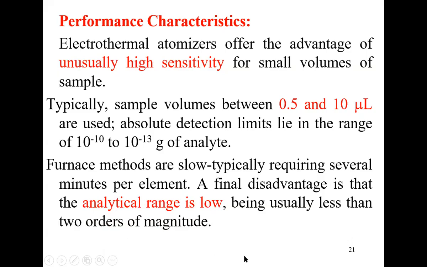Furnace methods are slow typically. They require several minutes per element because of the process. Remember the three processes. What are the three processes again? Process number one, drying. Number two, ashing, and then atomization. So the first step, actually, if you were to do it, I know how it works, you would see a graph. The first stage will be for evaporation, right? Then you will see the temperature rising from 100 to 2000, right? You can draw the graph.